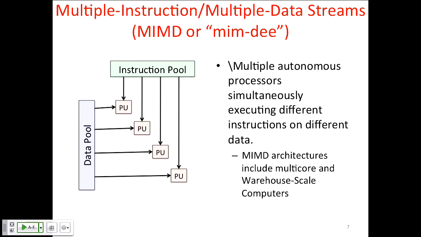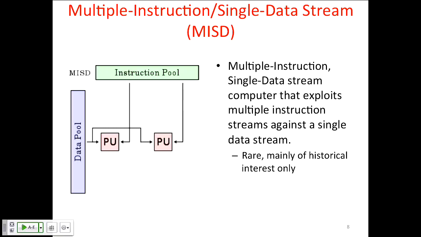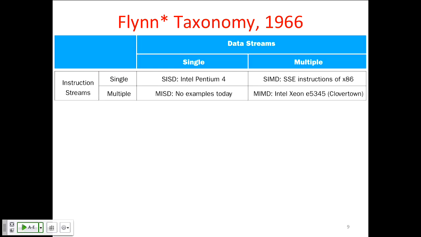Now, just to fill out the taxonomy, we've had single instruction, single data, single instruction, multiple data, multiple instruction, multiple data, and the missing combination is multiple instruction, single data, or MISD. It turns out that this is kind of an odd machine design where one data item comes out and you do two different instructions on the same data item. And this isn't that useful, and it's really only there to fill out the taxonomy and isn't really used at all. So you can safely ignore this one. This taxonomy is known as the Flynn taxonomy. It came out in 1966.